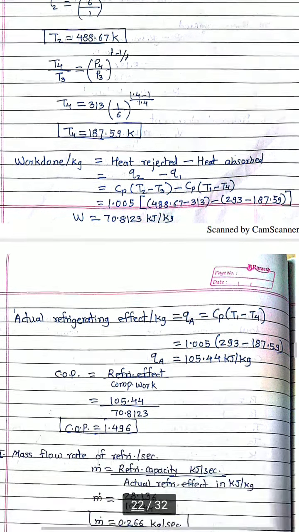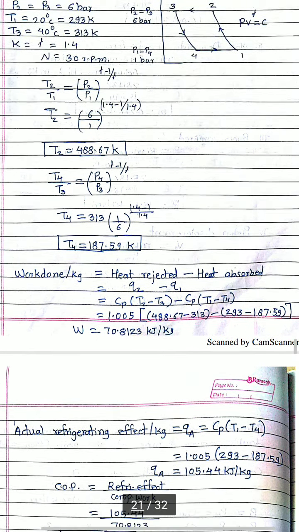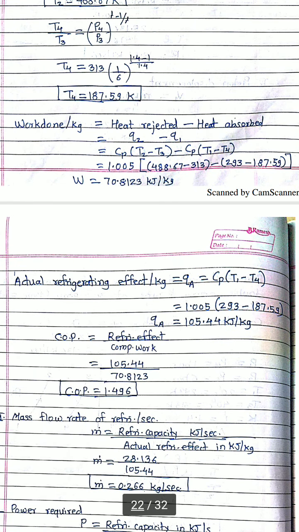So the refrigeration effect is observed during process 4 to 1. Therefore Cp into T1 minus T4. So refrigeration effect: Cp is 1.005, T1 is 293 minus 187.59. Therefore refrigeration effect per kg is equal to 105.44 kilojoule per kg. Here please remember this, the capacity is 8 TR, means 28 point something kilojoule per second, but actually we are getting the refrigeration effect of 105.44 kilojoule per kg.